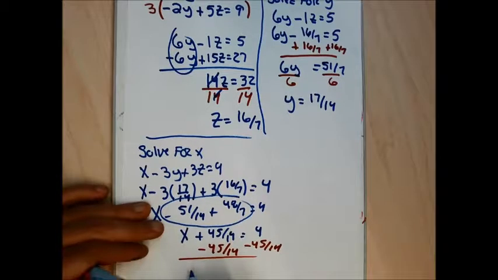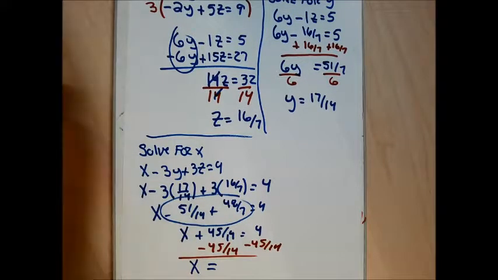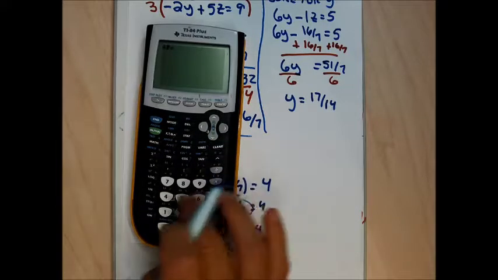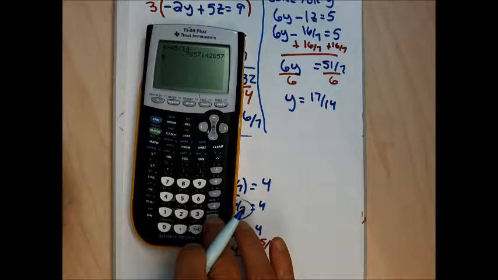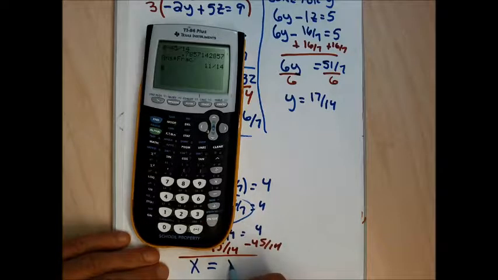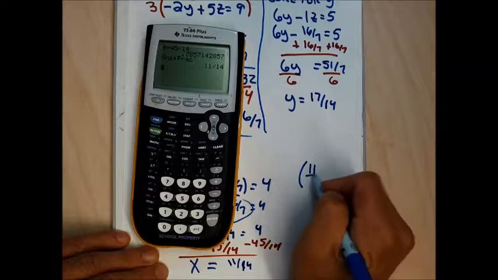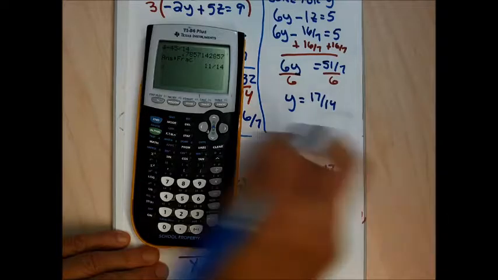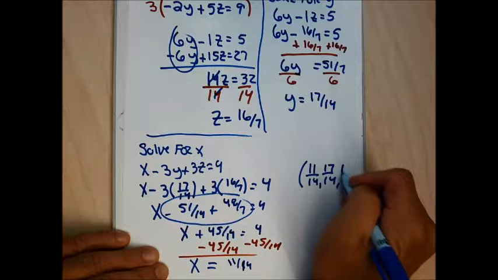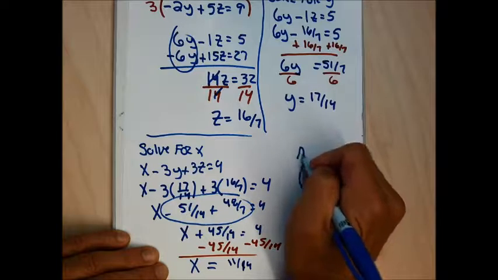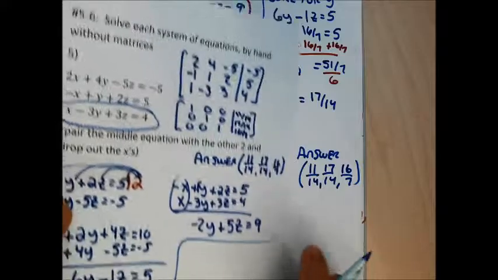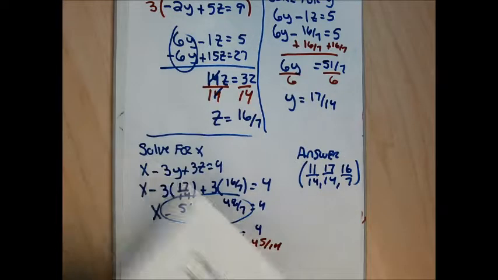On the left side, I'm going to have my x. On my right side, I'm just going to do 4 minus 45 divided by 14. Math, enter, enter, and I get 11 over 14. So my answer is going to be x is 11 over 14, y is 17 over 14, z is 16 over 7. And that matches up perfectly what I got on my calculator, so I know my work is perfect.